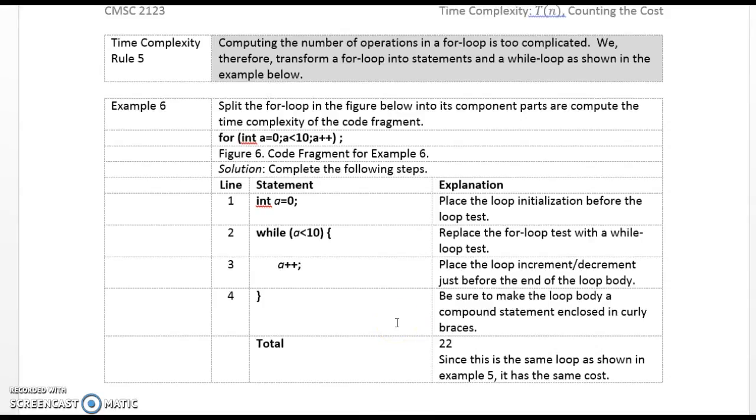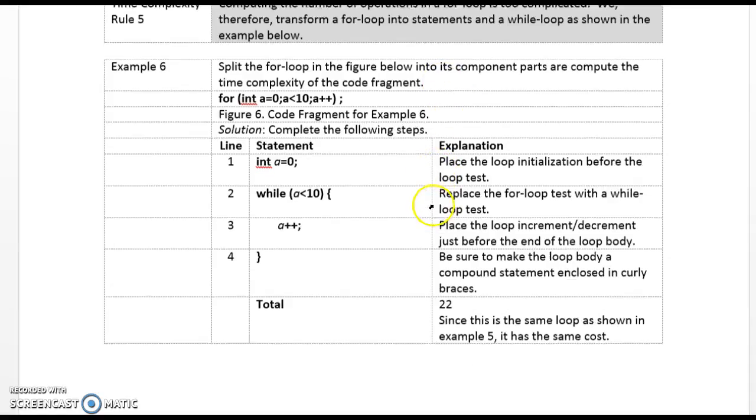Time complexity rule number 5. Computing the number of operations in a for loop is too complicated. We therefore transform a for loop into statements and a while loop as shown in the example before. Example 6. Split the for loop in the figure below into its component parts and compute the time complexity for each of the component parts to be included in the time fragment.